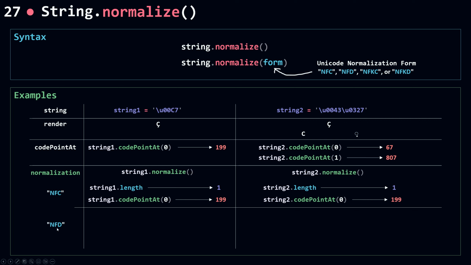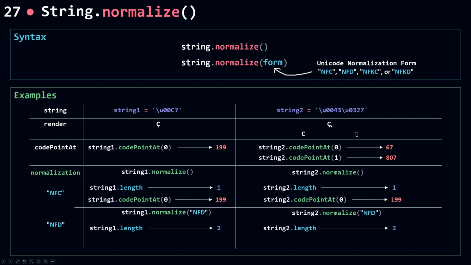Now let's see the example with NFD. If I call string1.normalize NFD, this means canonical decomposition. So it will decompose this, which means that my character here will now be represented with two code points. If I now call string1.length, this will return 2. And the same thing for string2: if I call length, this will return 2. With the cedilla here, this string2 is already decomposed, so after decomposition it will keep the same length.